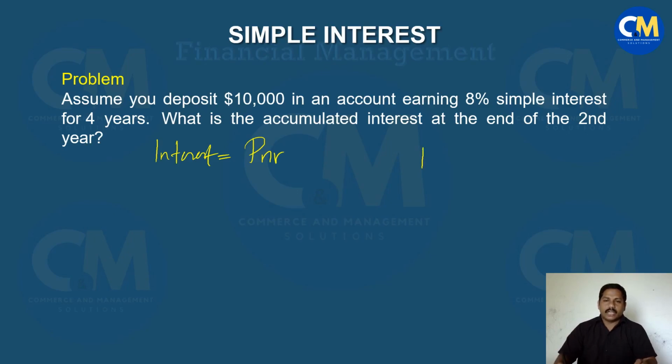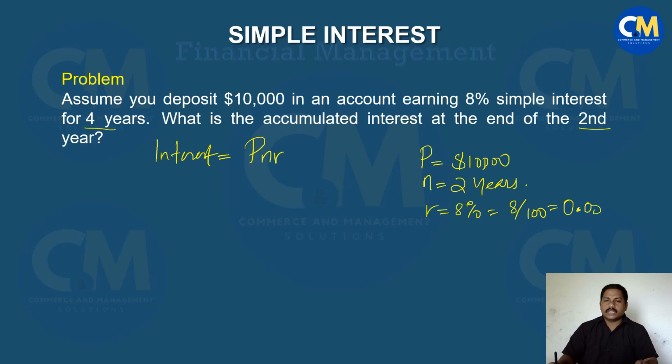So you need to take out the values here. P is equal to $10,000, which is given in the question. N is actually 4 years, but we are calculating only for the second year. That means for 2 years, so N we can take as 2 years. R is 8%, which means 8 divided by 100, so that is equal to 0.08. R is 0.08, N is 2 years, P is $10,000.